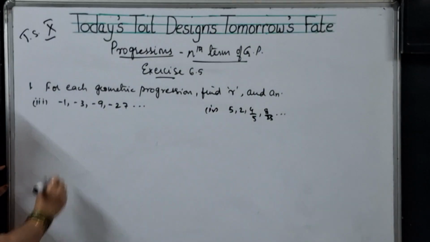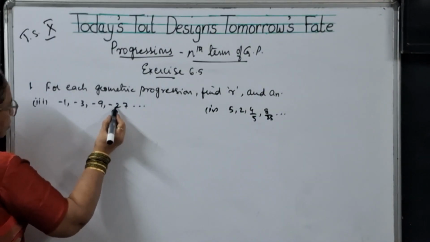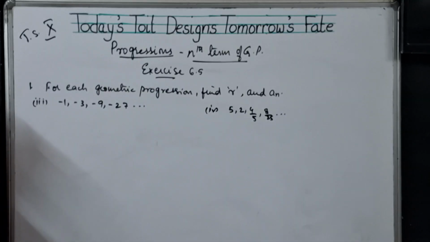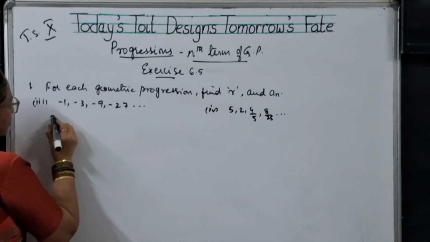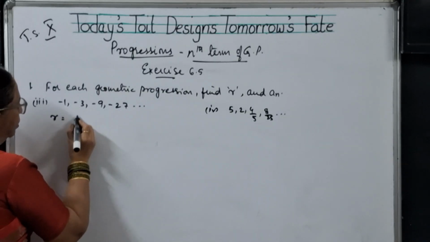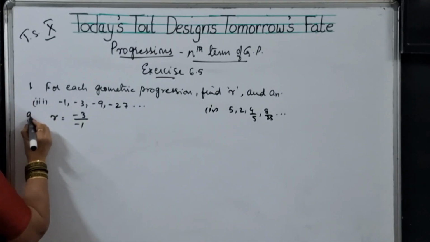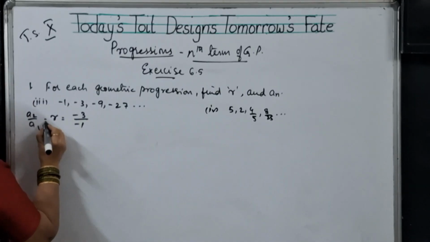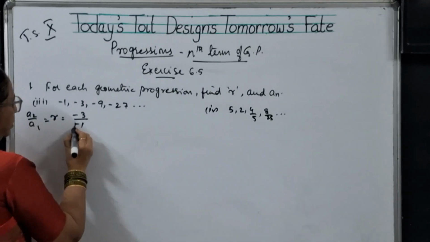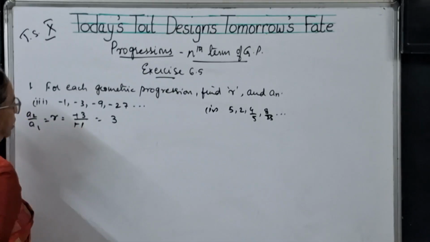Now the third bit: minus 1, minus 3, minus 9, minus 27, and so on. You need to find out R. So R is equal to, how will you get? Minus 3 by minus 1. This is a2 by a1. R means, so how much are you getting? It is equal to 3.